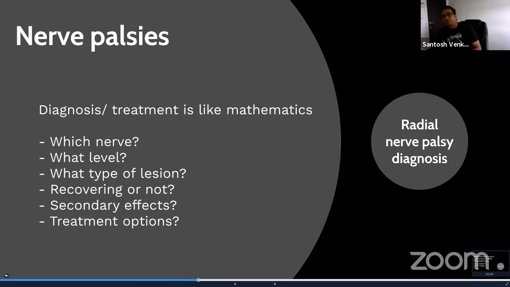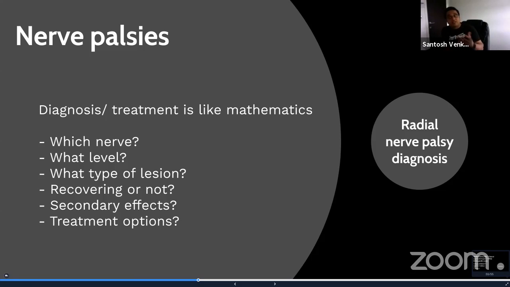So how do you approach it in the exam? I would say it's like mathematics. If you know what it is, you will get to the answer. You have to follow the sequence, identify which nerve it is, what level. Is it a high radial nerve palsy, low radial nerve palsy? It can be applied to any nerve, not just for the radial nerve. What kind of a lesion is it? Is it neuropraxia, axonotmesis or neurotmesis?